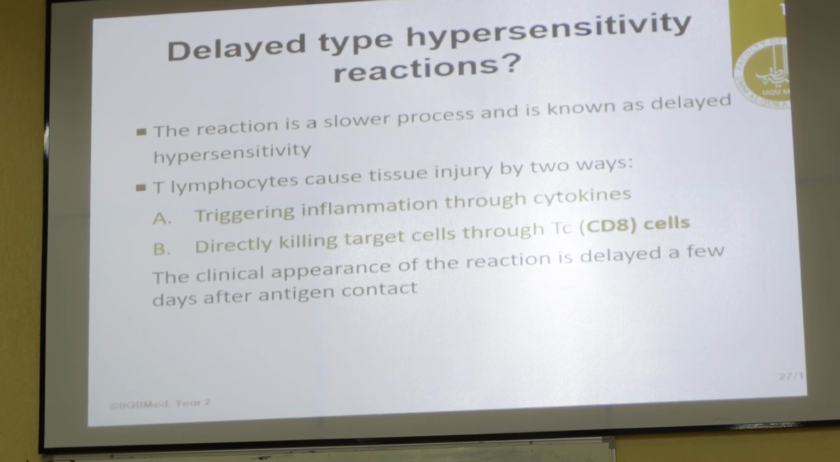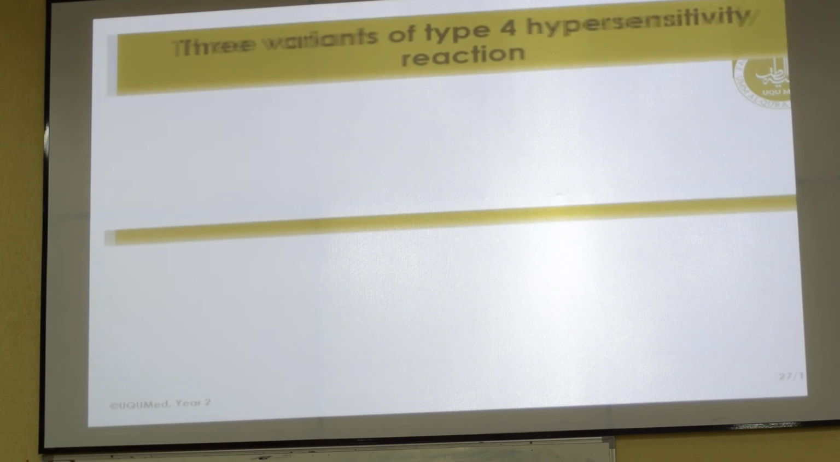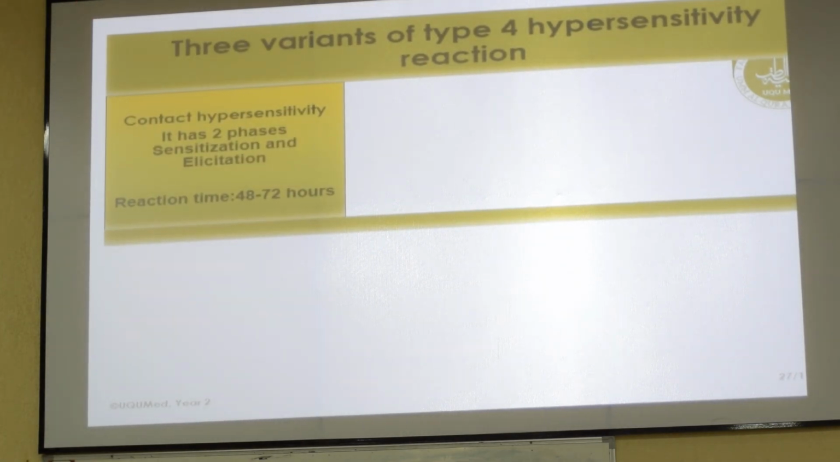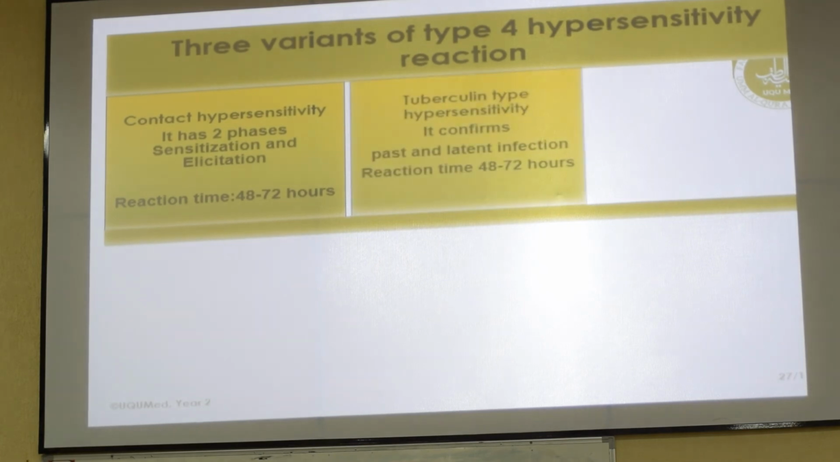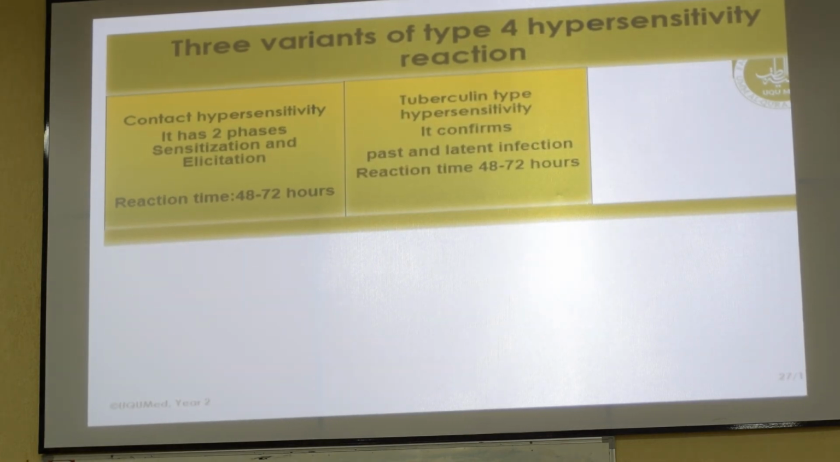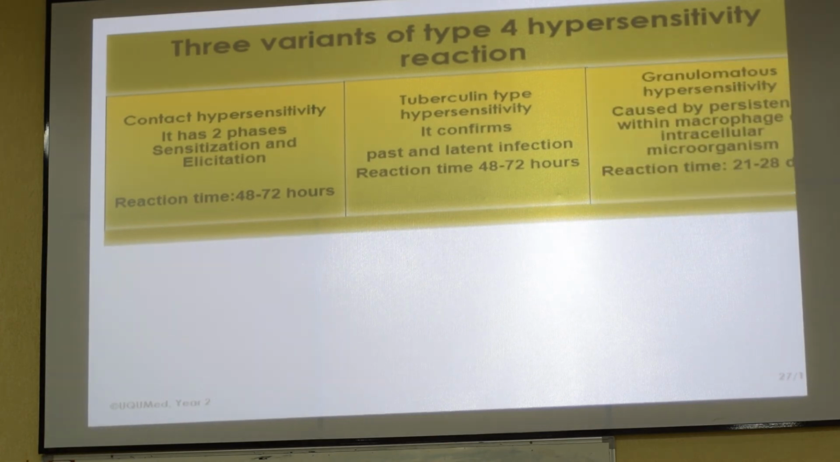The clinical appearance of the reaction is delayed. It takes 48 to 72 hours. Sometimes it can take even more. There are 3 variants of it. One is called contact hypersensitivity, the picture I showed you in the beginning. So when the patient comes in contact with poison ivy plant, they develop contact hypersensitivity. Number 2 is called the tuberculin test, which is done for TB patients. Number 3 is granulomatous hypersensitivity. Again, this is seen in TB patients. These two take 48 to 72 hours, while this one takes around 21 to 28 days.